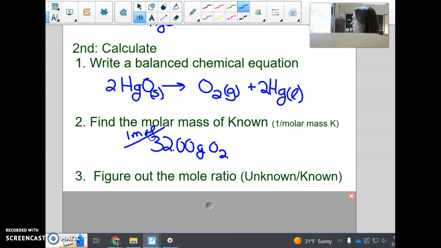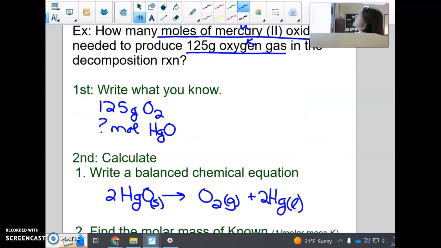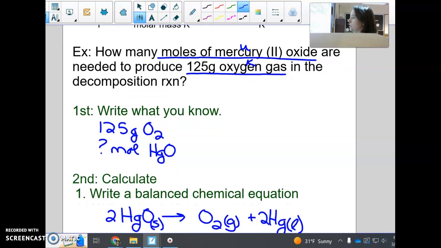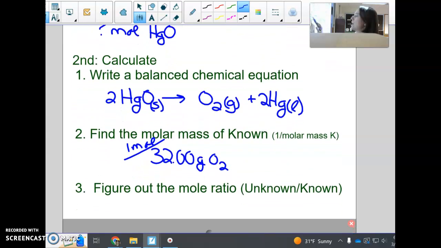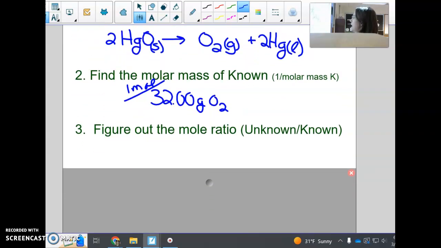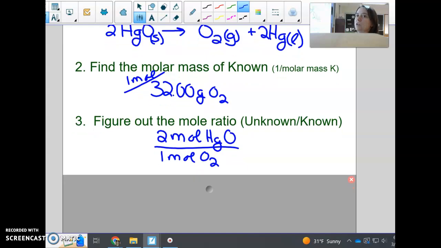All right, we're going to figure out our mole ratio. So we're looking at mercury oxide and oxygen. Mercury oxide is 2 and oxygen is 1. And our unknown, mercury oxide, goes on the top. So 2 moles mercury oxide over 1 mole oxygen is our mole ratio.